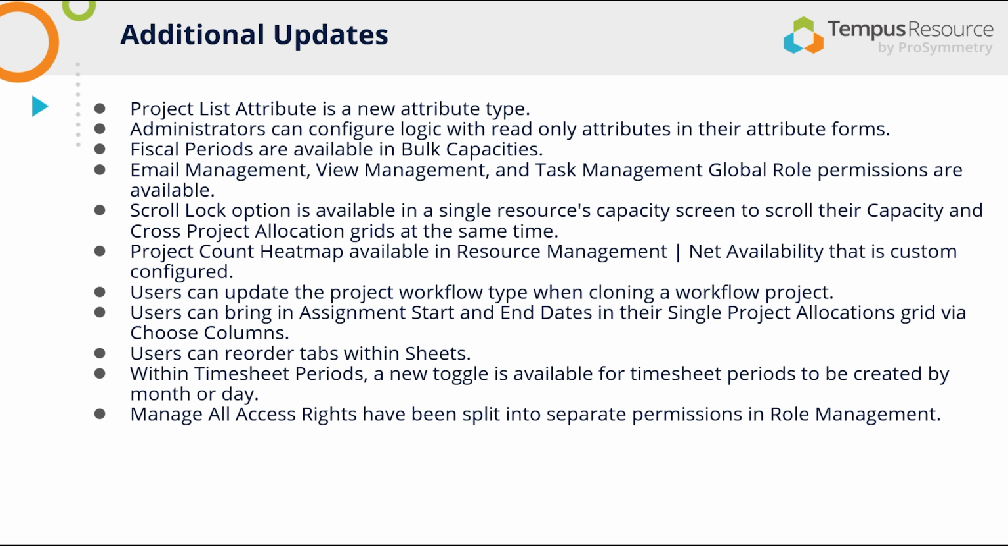Scroll lock is now an option within a single resource's capacity screen to scroll the capacity and cross-project allocation grids at the same time. There is a project count heat map available in resource management net availability that administrators can custom define. Users can update the project workflow type when cloning a workflow project. Users can bring in assignment start and end dates in their single project allocation grid via choose columns.